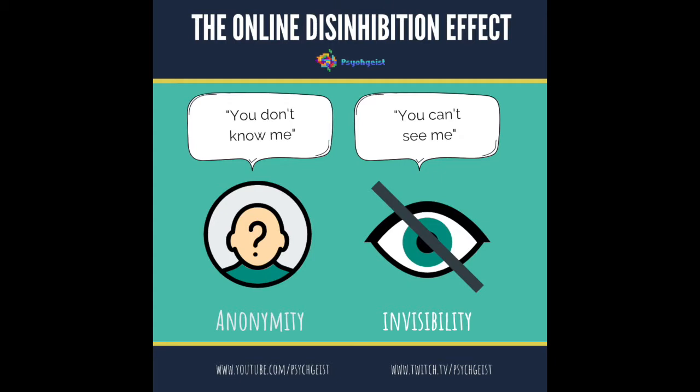The Online Disinhibition Effect refers to a cluster of these affordances that come into play when we talk about relationships formed online, and for the context of this video, relationships formed through online games. Specifically, the Online Disinhibition Effect refers to dissociative anonymity, the idea that you don't know me, and invisibility, the idea that you can't see me in online communication. So let's break this down, starting with dissociative anonymity.